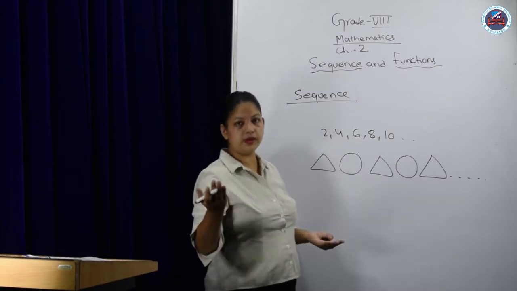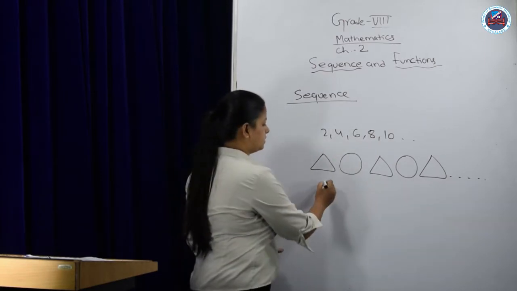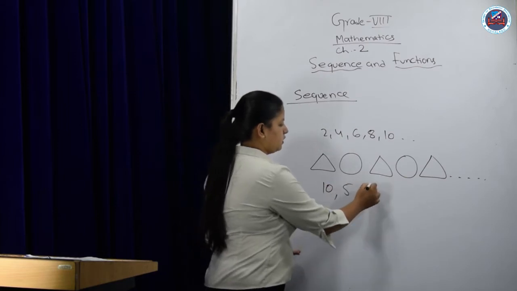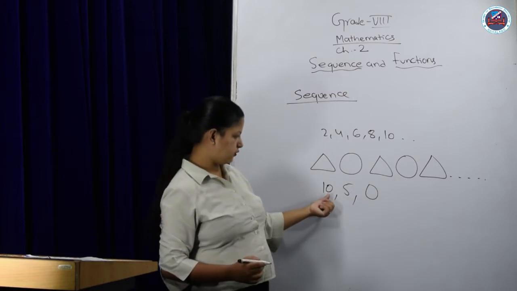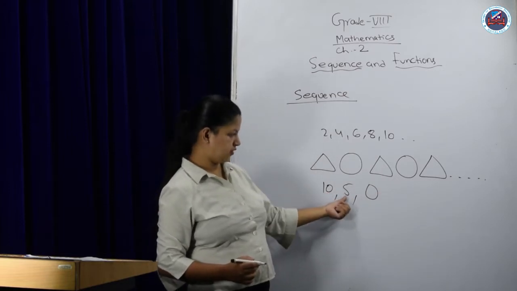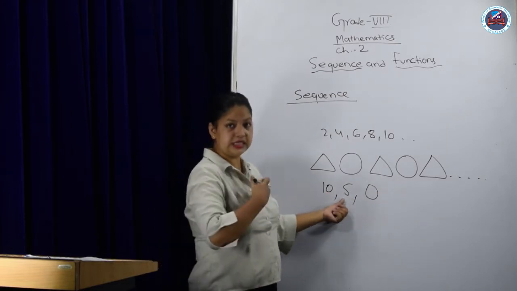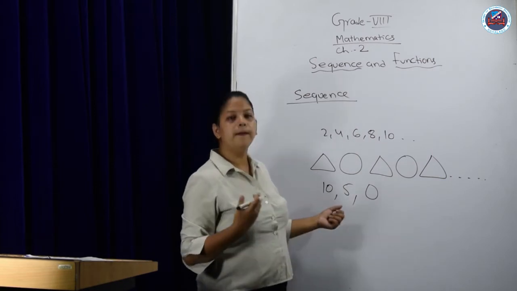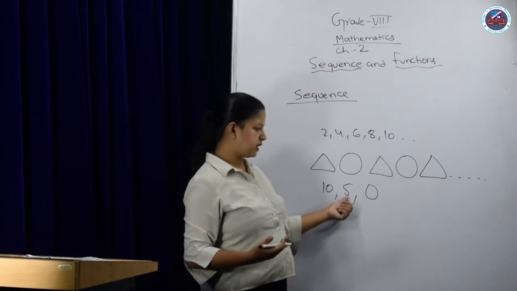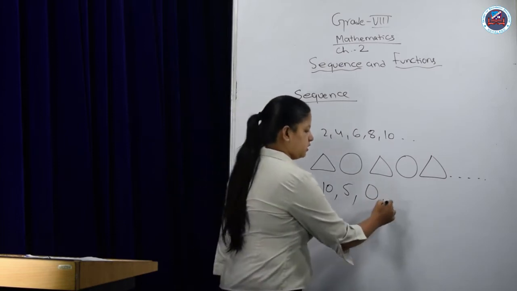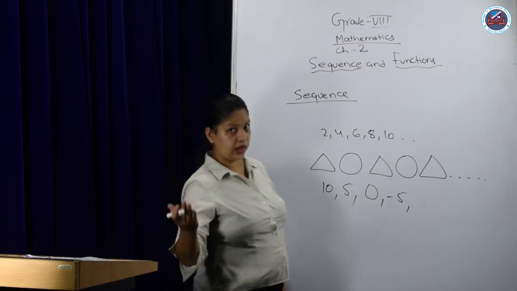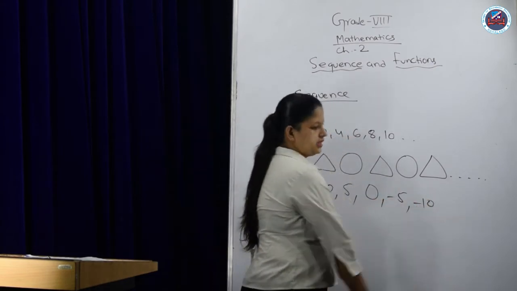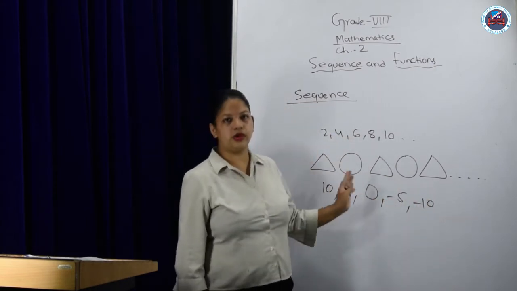Now sometimes we might be subtracting also. For example, 10, 5, next 0. What will be the next? 0 minus 5. If you see, 10 and 5 difference would be 5. But it is decreasing. 5 minus 5 is 0, 0 minus 5, and again minus 5. So sign will be negative, but the difference is 5. So sometimes we will be subtracting it also.